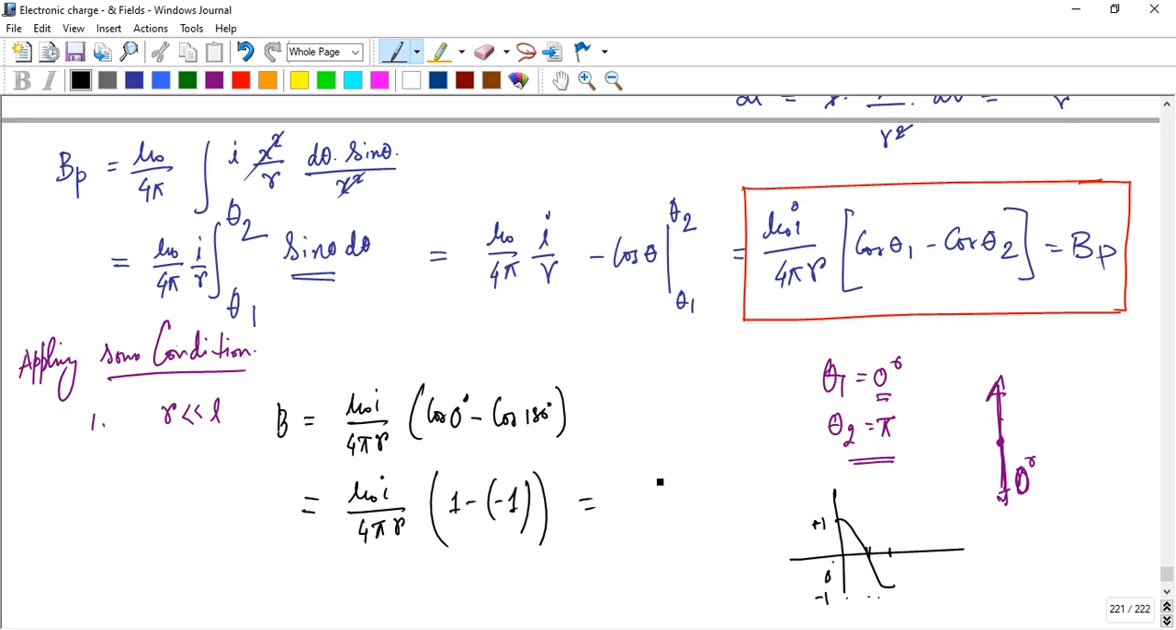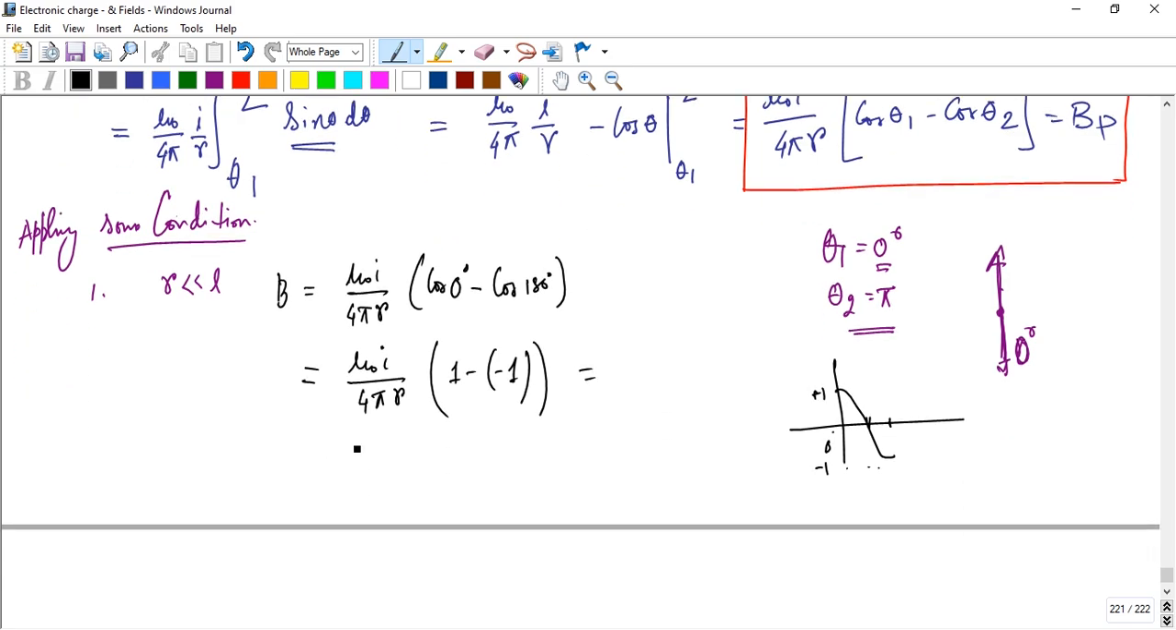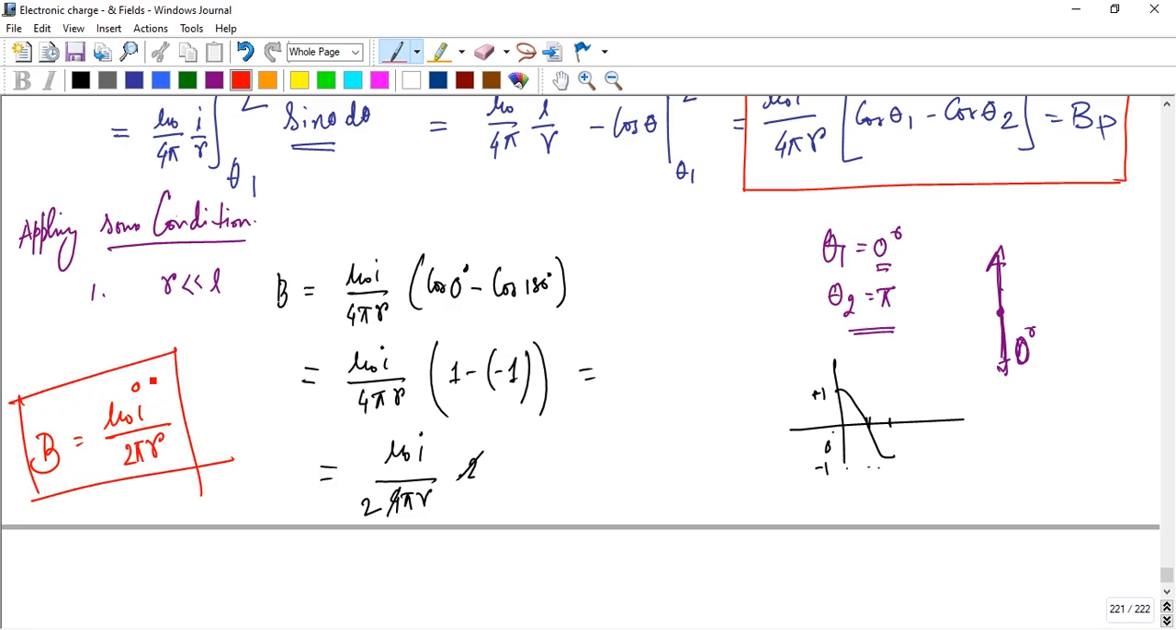So the final answer is mu 0 I by 4 pi r times 2, and the 2 cancels, so the final expression is B equal to mu 0 I by 2 pi r. That's the final expression for the magnetic field if r is much less than L.